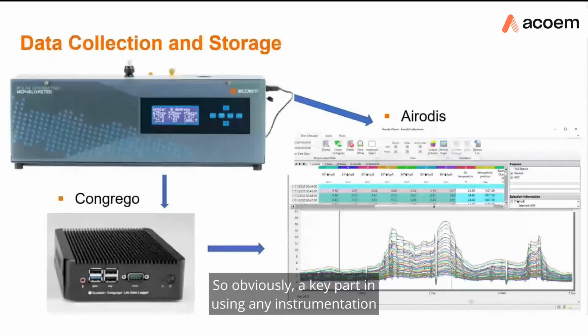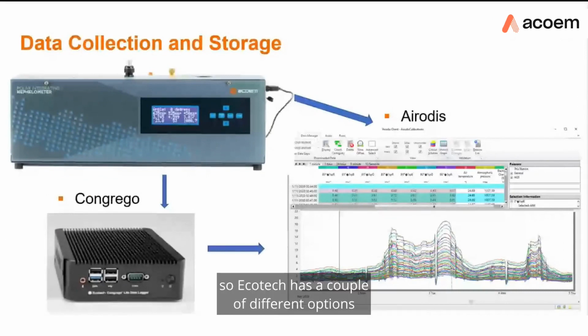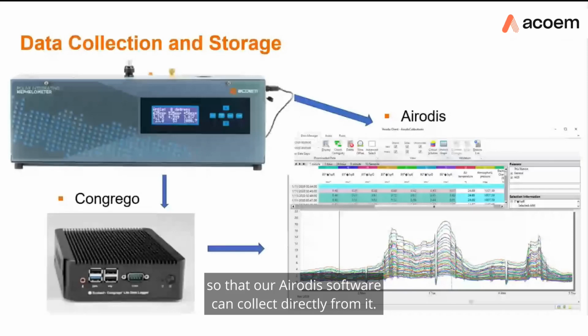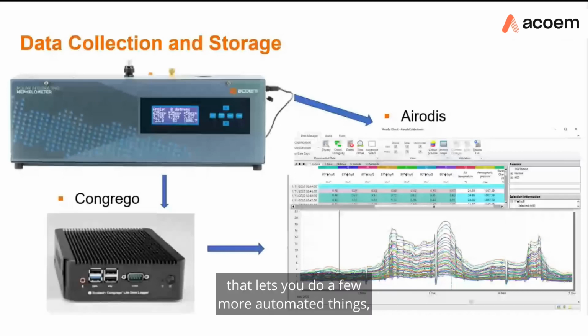So obviously a key part in using any instrumentation is to be able to collect and use that data. So Ecotech has a couple of different options to be able to do so. The nephelometer has been designed so that our Aerodis software can collect directly from it. Essentially, there's a free version that comes with the nephelometer, and the more advanced version that lets you do a few more automated things.